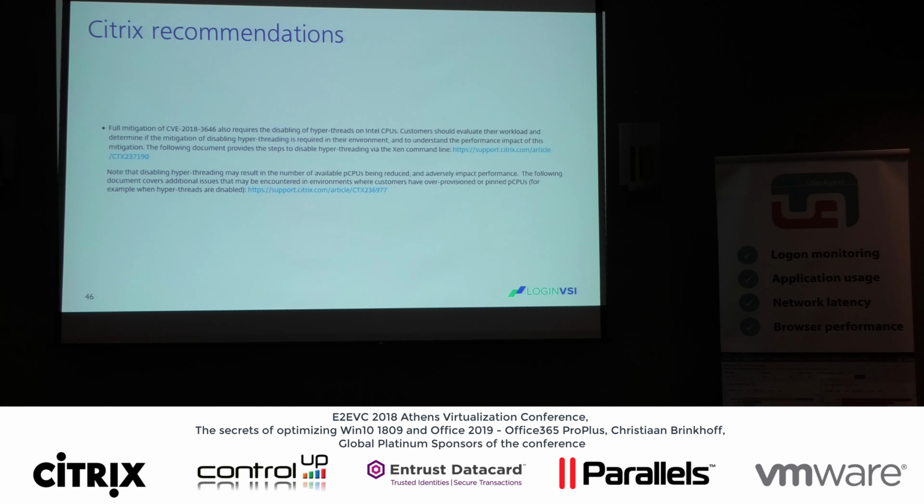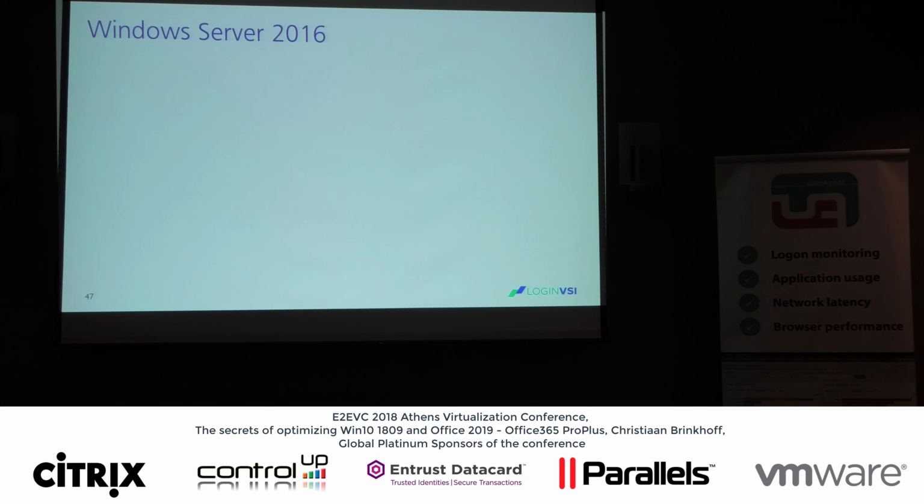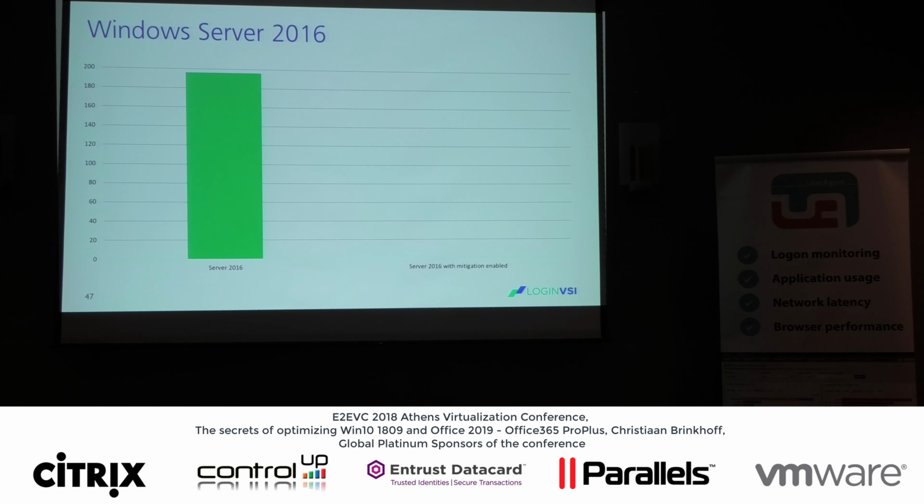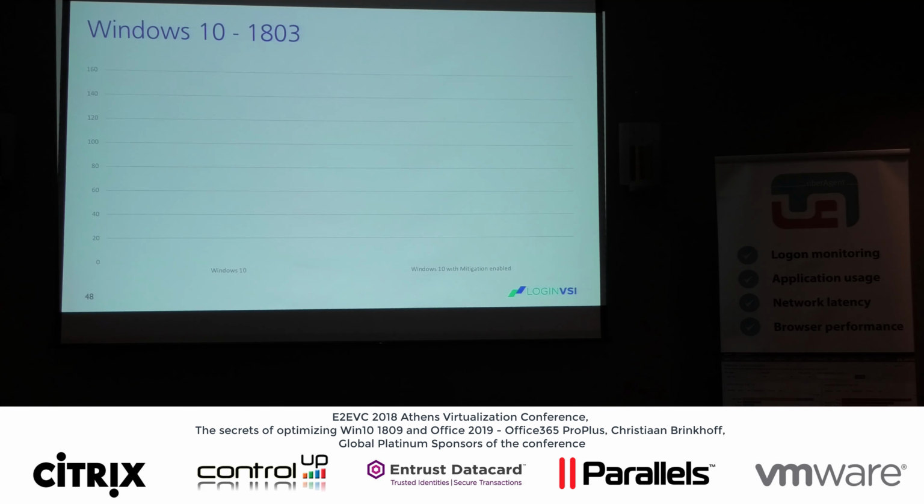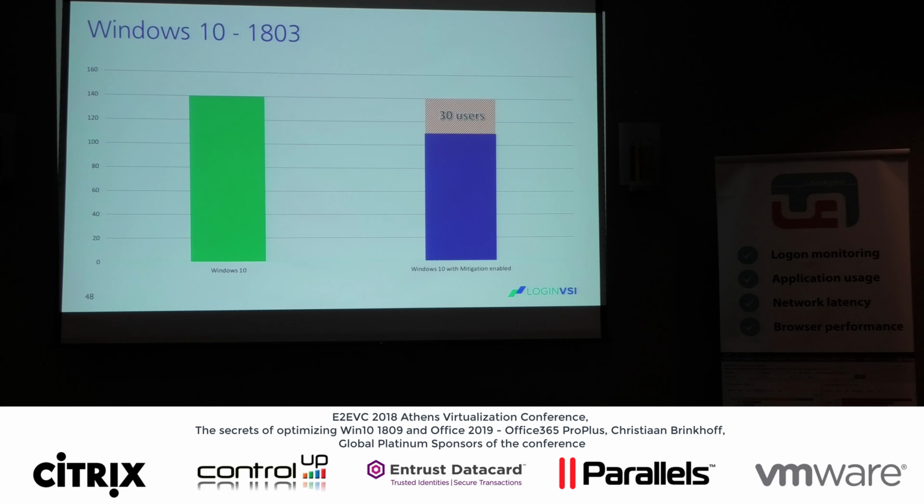Citrix Hypervisor recommends disabling hyperthreading, but that's not a solution, in my opinion. Very bad. They haven't brought out a patch yet to solve this. Looking at Server 2016, applying that patch without and with the mitigation enabled, it's minus 10 users, and on Windows 10, it's minus 30 users.